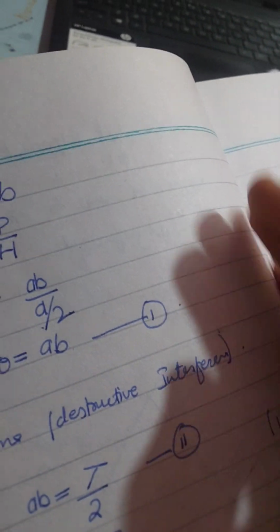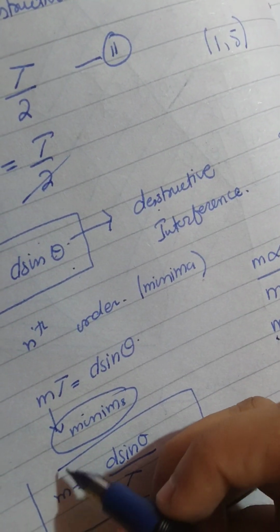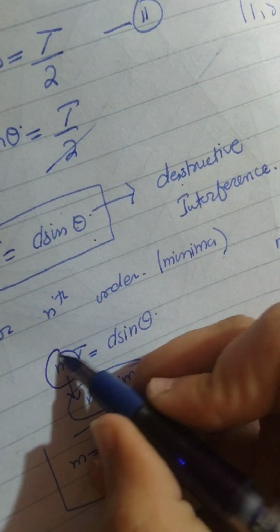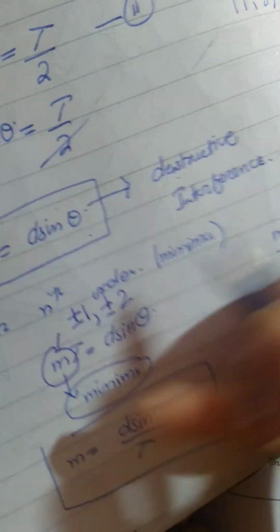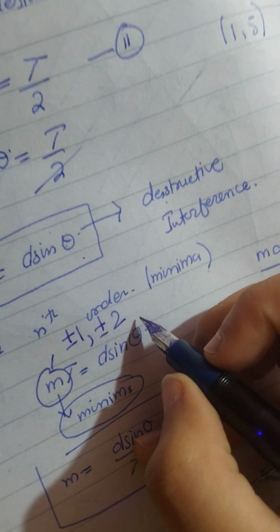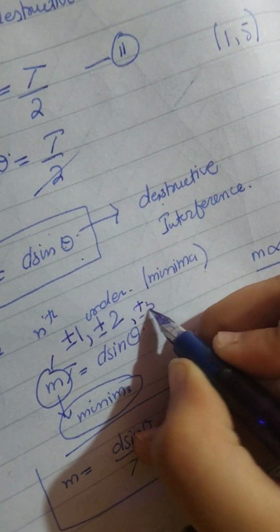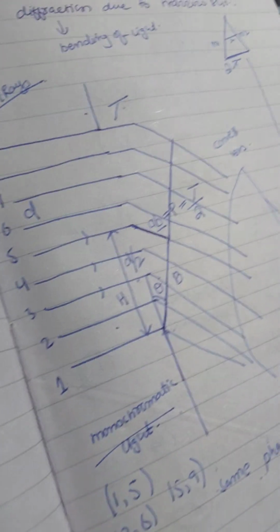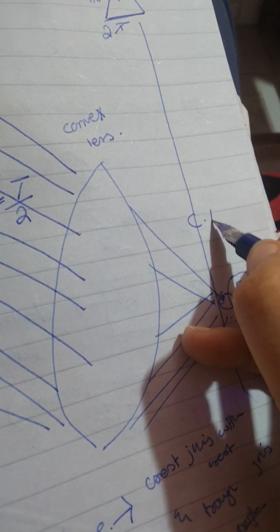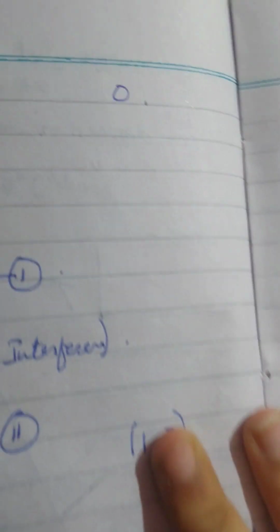Basically here, this m, as we have said, starts from plus minus 1, plus minus 2, and plus minus 3. Basically this is the opposite of constructive interference. It does not start from 0, because at 0, this is basically the central point, where we get the constructive interference, right? Why are we getting destructive interference here, not constructive? There is a reason.